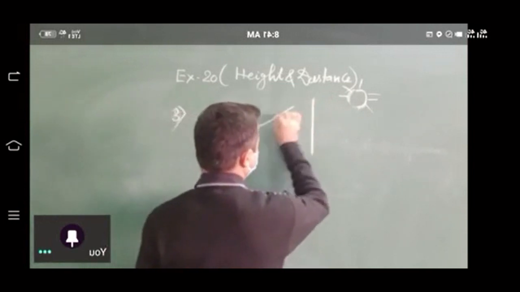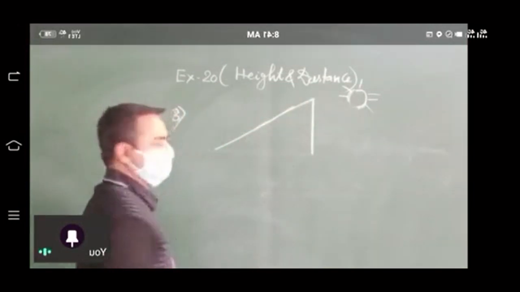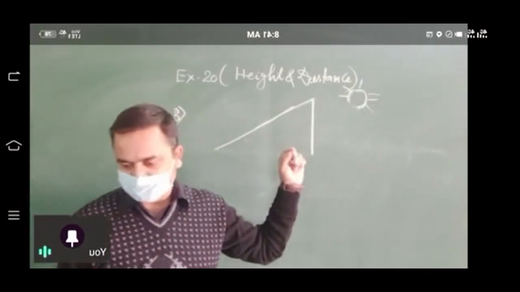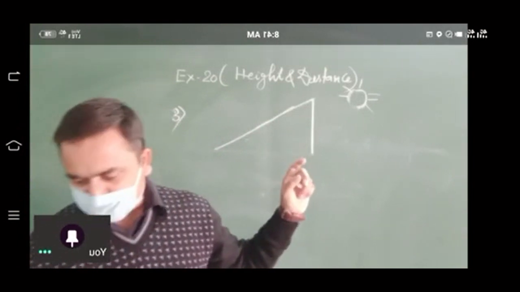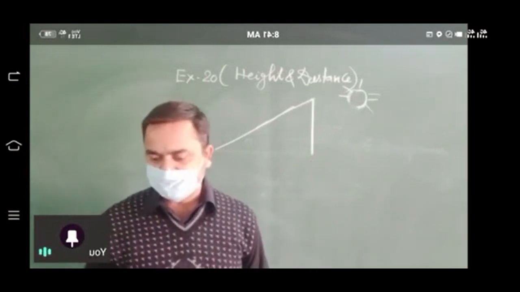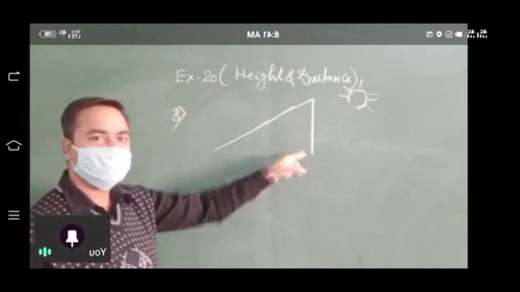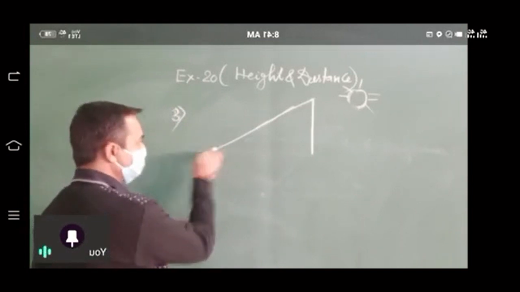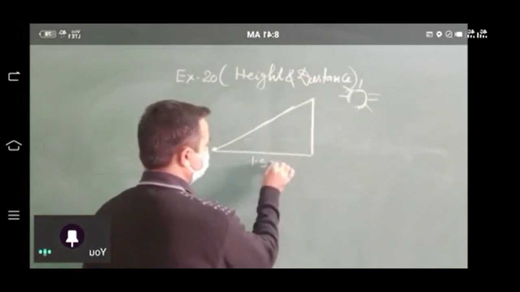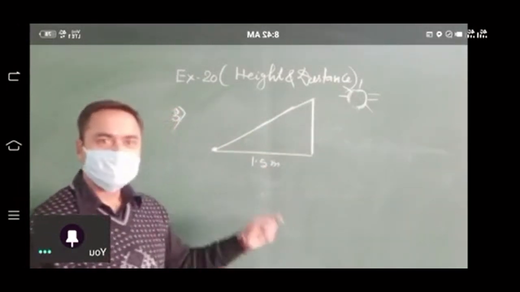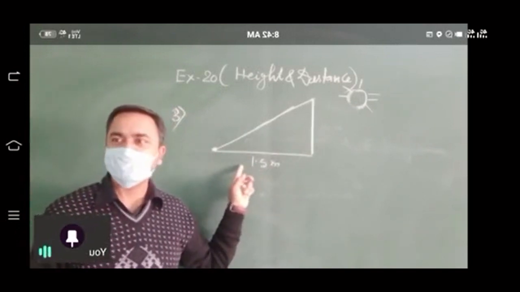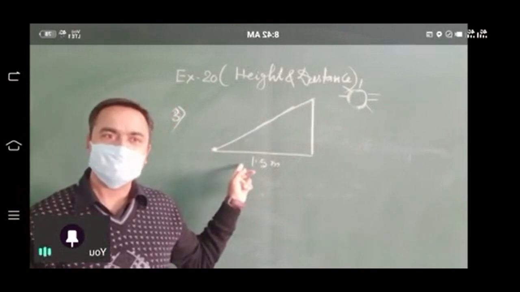Okay. This is the ladder, which is supported by the wall, and it is given that the foot of the ladder is 1.5 meter away from the wall. This one is the wall and this is the foot of the ladder, which is 1.5 meter away from this wall. Okay, the foot point of the ladder is at what distance from the wall? 1.5 meter. Okay.